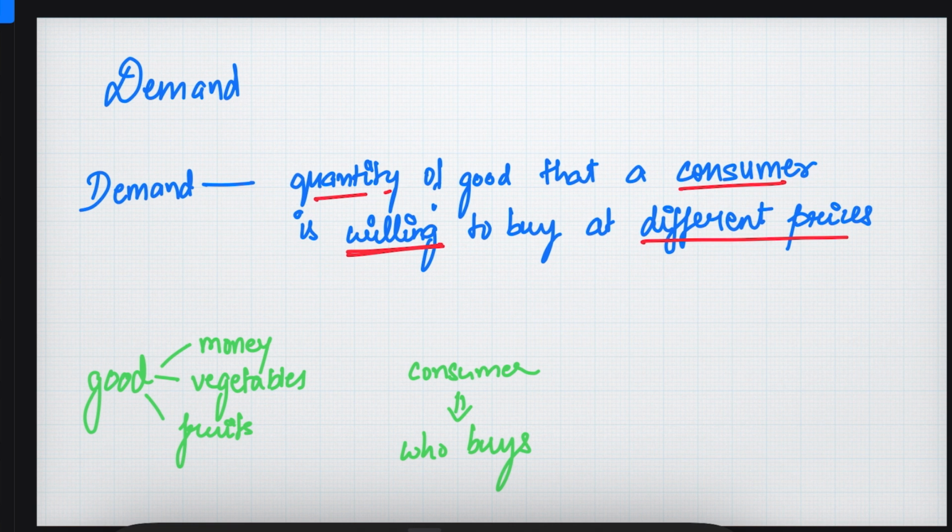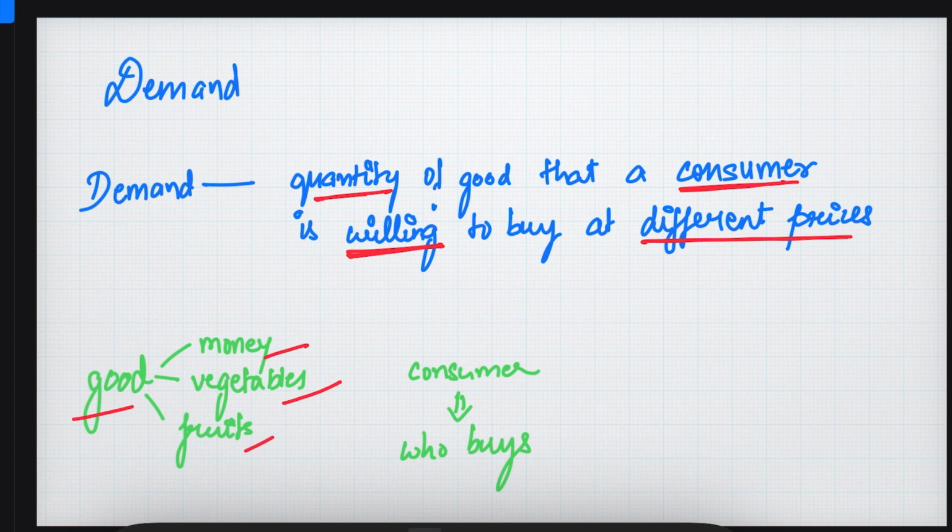Now there are certain keywords in this definition which need to be noted. First is the quantity, second would be the consumer, third would be willing, and fourth would be different prices. Now let us understand the definition of demand. We are talking about demand of certain goods. Goods can be of different types. It can be money, it can be vegetables, fruits, grains, or anything.